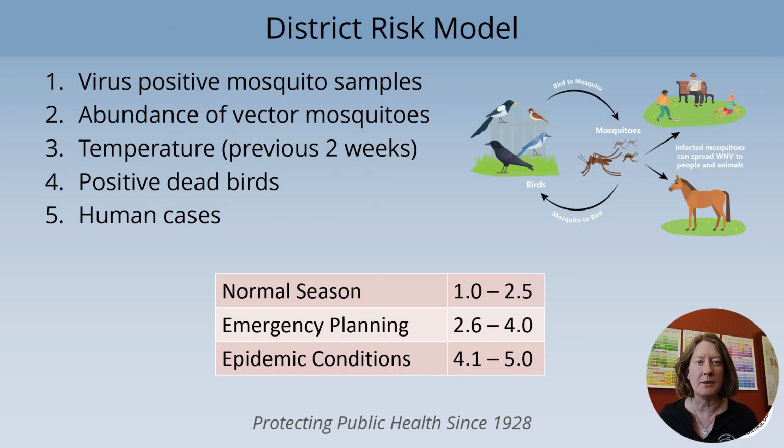The district risk model includes 5 factors that impact the transmission of West Nile and other viruses. Those are the number of virus-positive mosquito samples in an area, the abundance or number of the mosquitoes which can vector or transmit the viruses, the average daily temperature for the previous 2 weeks, the number of dead birds that have tested positive for the virus, and the number of people who have tested positive for the virus. Each of these is given a score, where 1 is considered to be low and 5 is considered to be high. We average the 5 numbers together to get a final risk level for the area for the week.